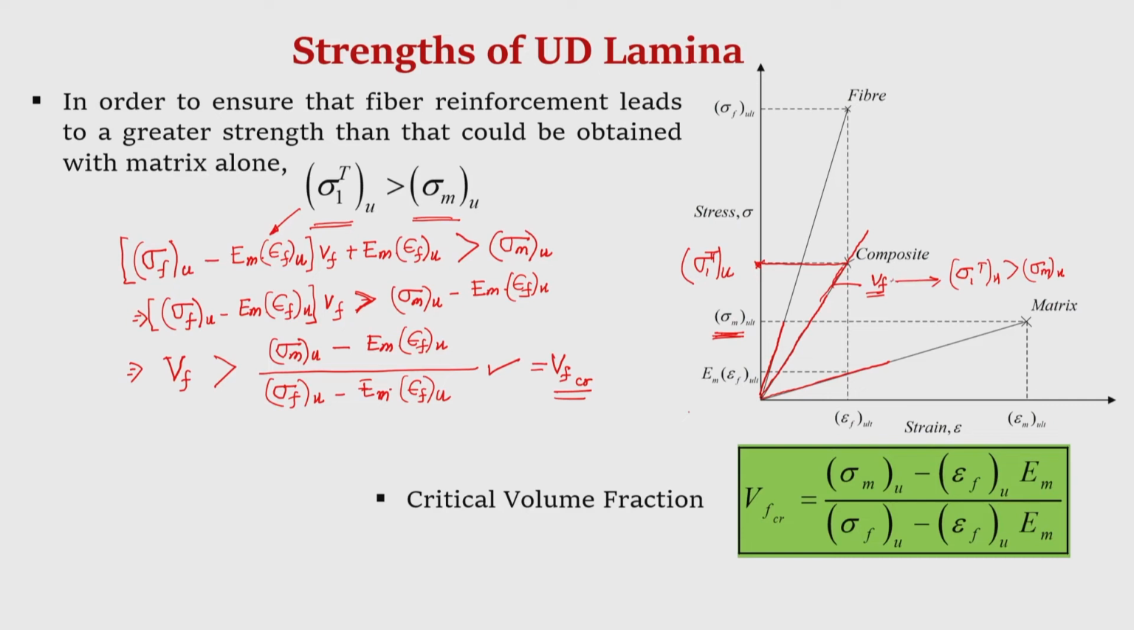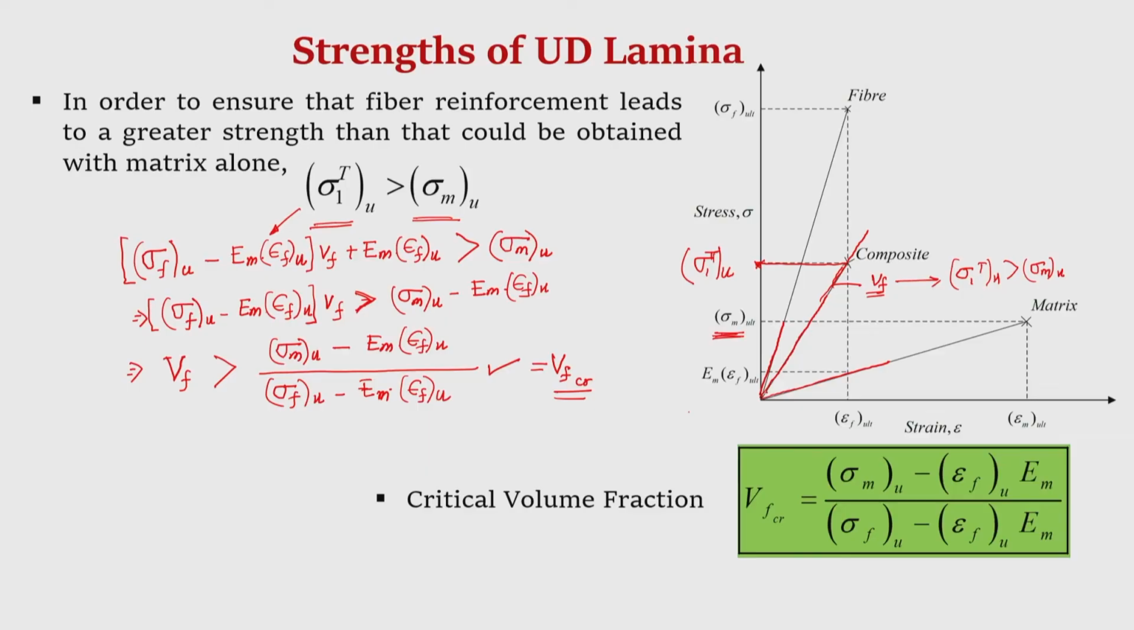Now, we have already discussed that the more is the volume fraction, the more this stress strain curve of the lamina will be towards the fiber, less is the volume fraction, more it will be towards the matrix stress strain curve. Now, suppose for a given volume fraction which is lower, the stress strain curve is this for a given volume fraction. Okay.